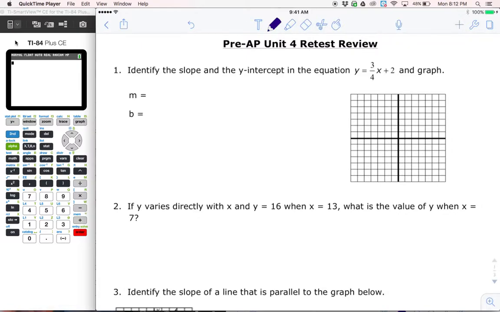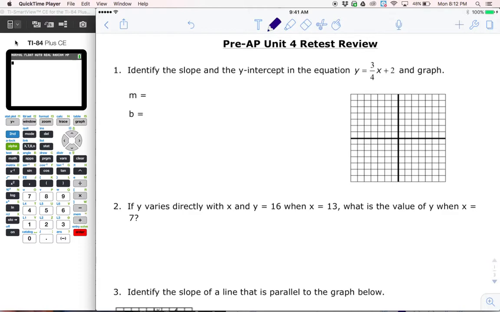All right, pre-AP, Unit 4, retest review. Please remember, guys, before you get started that if you do need to take the retest, the questions on that retest will be so very similar to this one. I strongly encourage you to make sure that you can answer these questions by yourself before you come in for the retake. All right? Okay, let's get started.